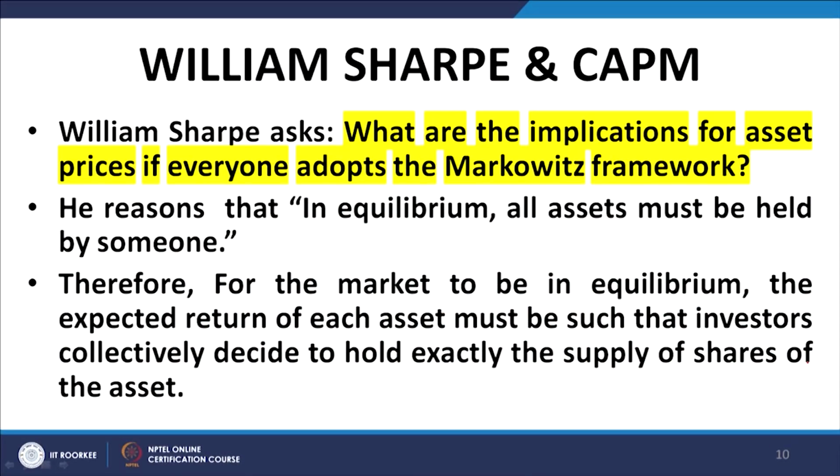So, he reasons that in equilibrium all assets must be held by someone, and that means what? That means that in order that the market be in equilibrium, the expected return on each asset, this is fundamental, the expected market return on each asset, must be such that investors collectively decide to hold exactly the supply of shares of the asset.